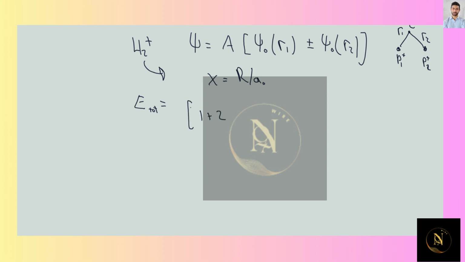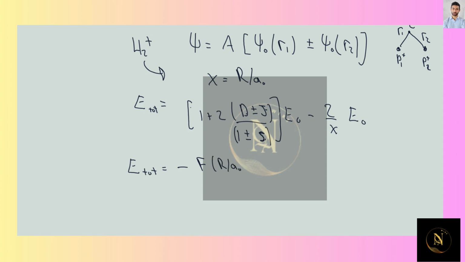1 plus 2 times d plus minus j divided by 1 plus minus s, which is the overlap, multiplied by E naught minus 2 over x multiplied by E naught. Recall that the values for d, j, and s were calculated in a previous question. In this case, we can rewrite this expression as minus a certain function that depends on r divided by a0, which is our value of x, multiplied by E0.